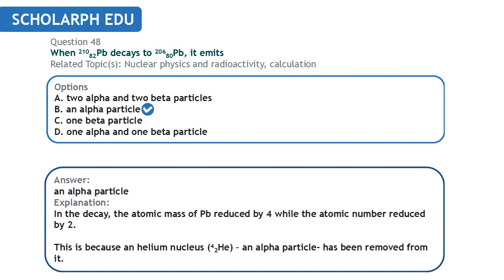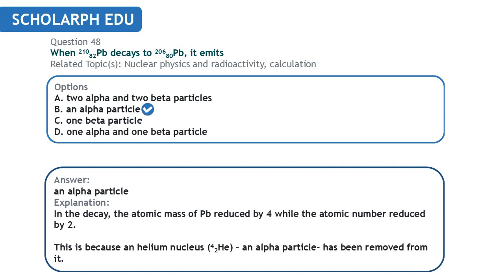If it is a beta particle that it emits, nothing will happen to the atomic mass. It will not change, while the atomic number is going to increase by 1. So if it is a beta particle that it emitted, this will remain 210, while this one is going to become 83. There will be an increase. But here there is a change in the atomic mass, so that cannot even be beta decay.